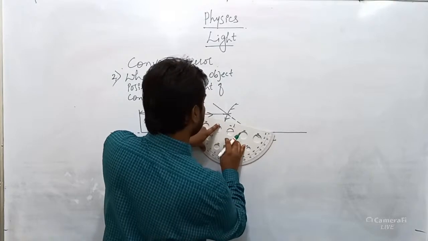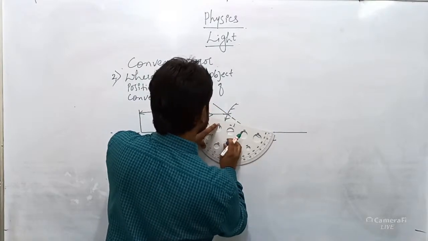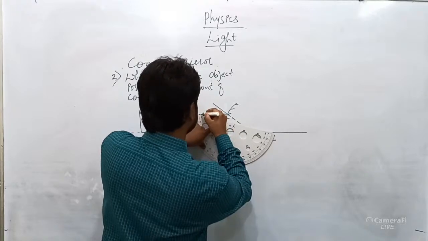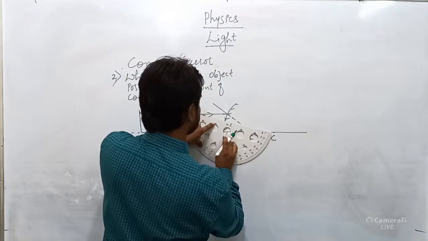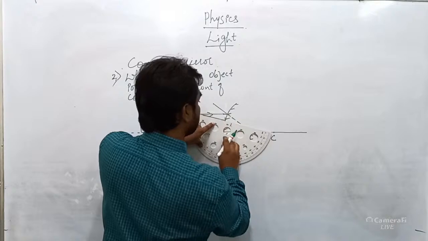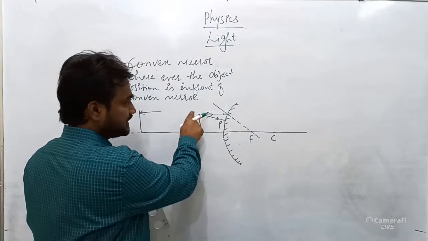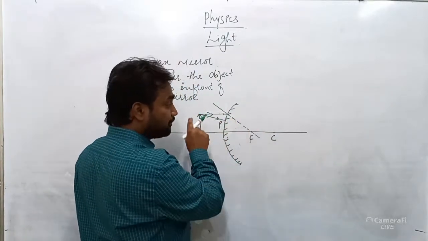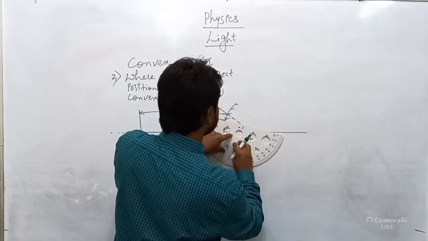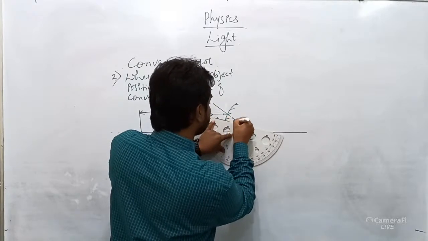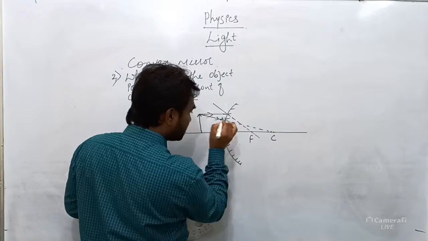Okay, this is one. Next, second one, I take the ray passing through the center of curvature. I am going to draw the incident ray which appears to be passing through the center of curvature. Where it is reflected, it will be passing along the same path. I'll show this with a dotted line, since this is behind the mirror. So you can see it will be reflected along the same path.